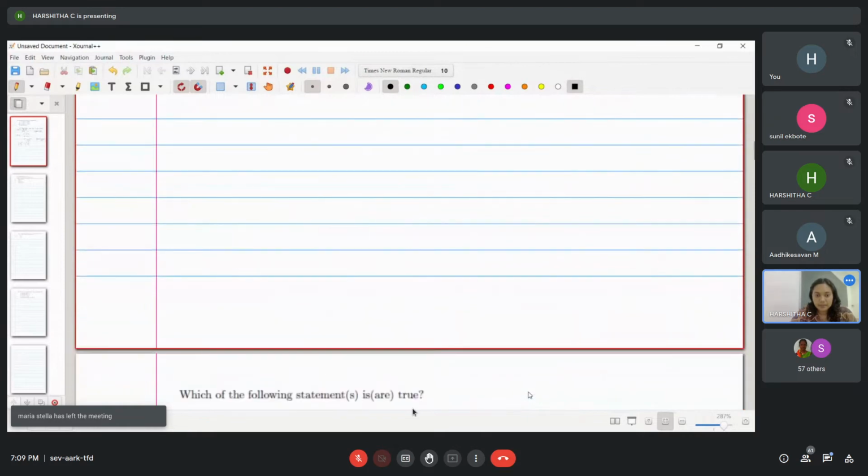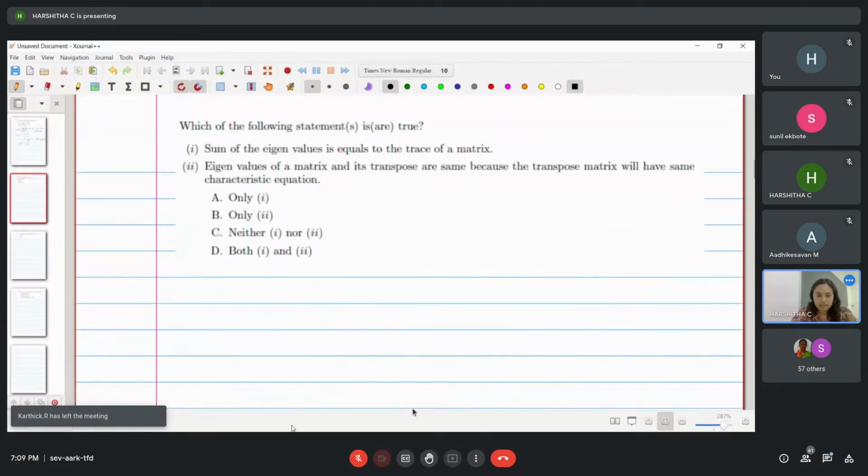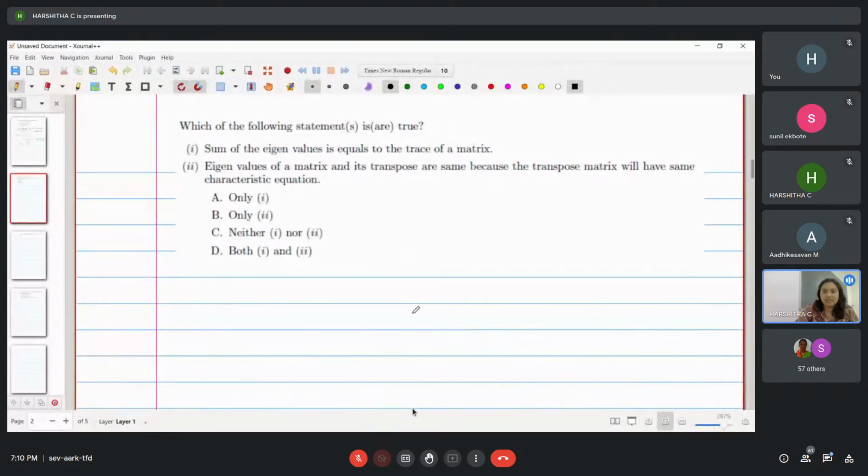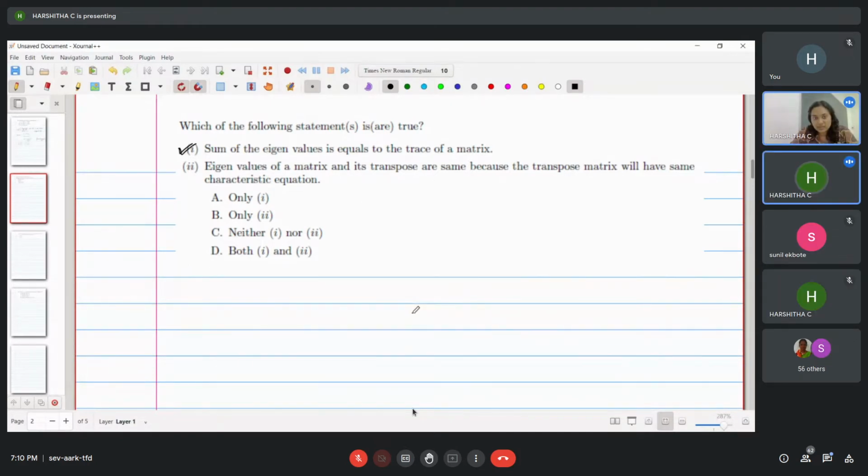We'll move on. The next question is this. Which of the following is true? Sum of eigenvalues equals the trace. This we already saw last time. And the next one: eigenvalues of a matrix and its transpose are the same, because the transpose matrix will have the same characteristic equation. So this is also a true statement. So basically, both of these statements are true.